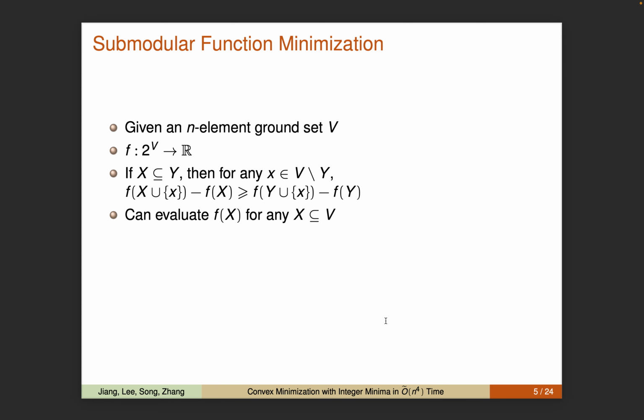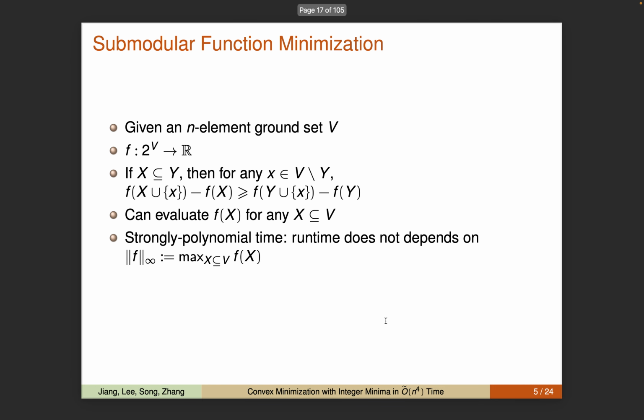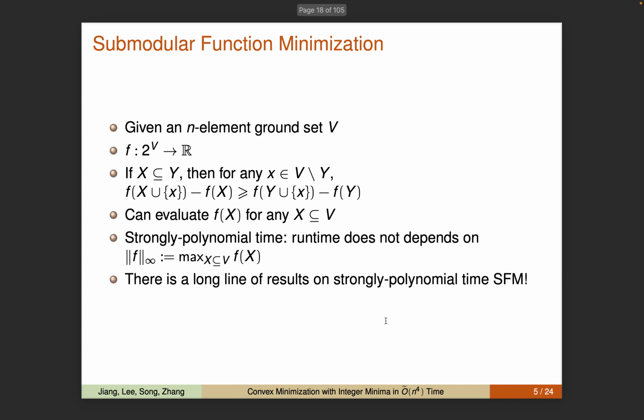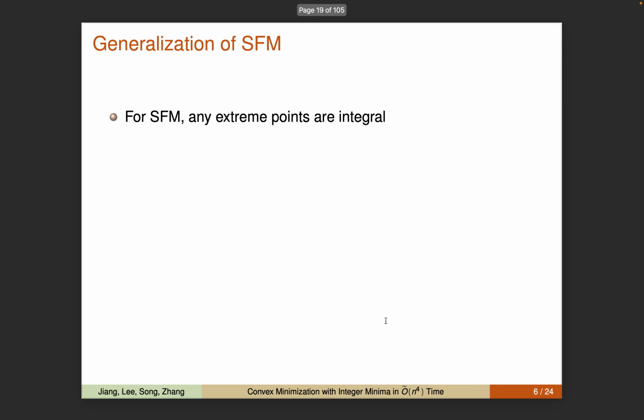We assume that we have direct access to the evaluation oracle of this function, in the sense that given any subset x, it returns us the value of f(x). So what does strongly polynomial time mean in this scenario? It means that the runtime of our algorithm does not depend on the largest value of f, which is captured by the infinity norm here, essentially the maximum over all the subsets x of f(x). And then there is a long line of very successful works on obtaining a strongly polynomial time algorithm for SFM.